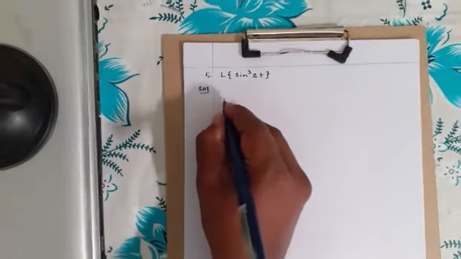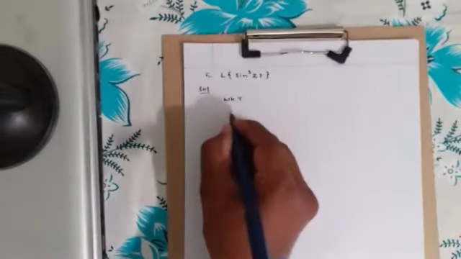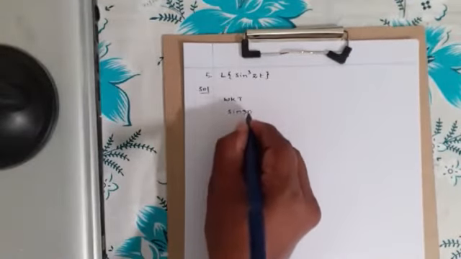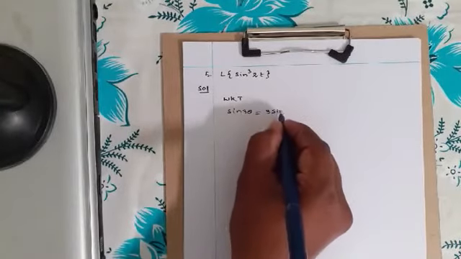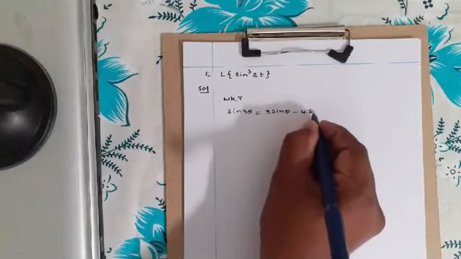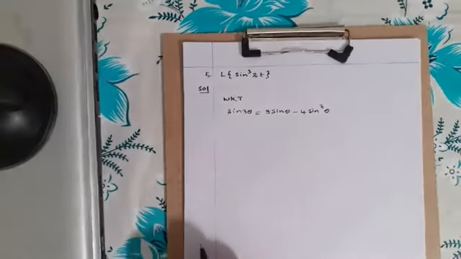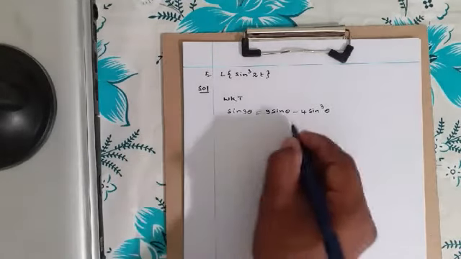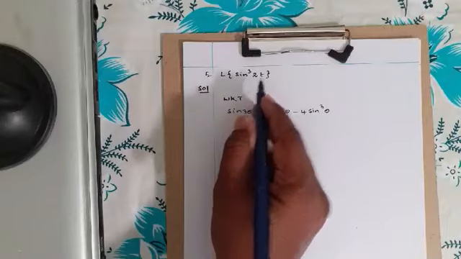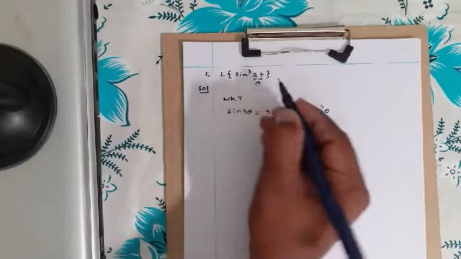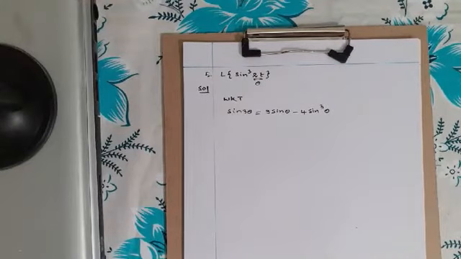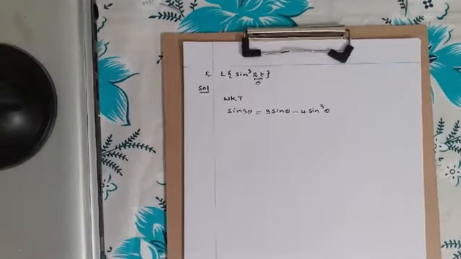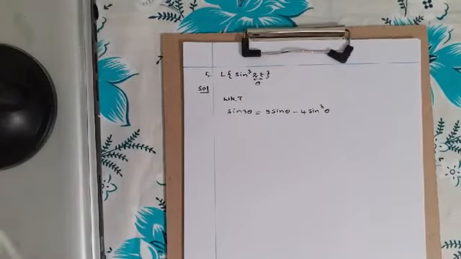Now let us apply the formula. We know that the formula is sine 3 theta is equal to 3 sine theta minus 4 sine cube theta. So this is the formula. Now here we have sine cube theta. As I have told you in the previous problem also, 2t is considered as theta. 2t is taken as theta.